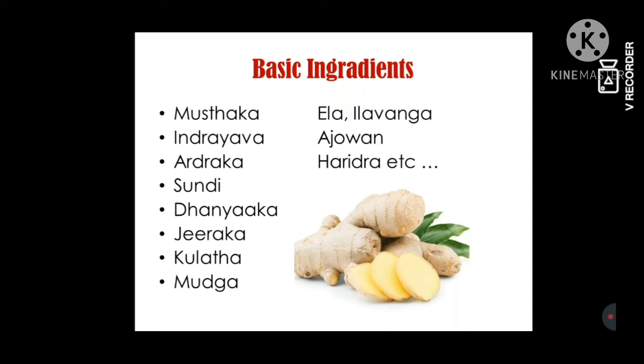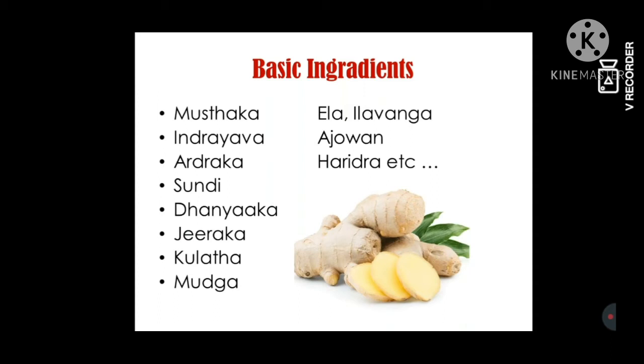Basically, I am just reminding you, these are the basic ingredients that can be processed with this type of anulomana, amabhajana, and deepana drugs: Mustaka, Indrayava, Ardraka, Shunti, Dhanyaka, Jiraka, Kulattha, Mudga, Ela, Lavanga. These are all the medicines that can do anulomana. Sometimes some drugs may have more anulomana, sometimes some may have more amabhajana quality. So you should take whichever the patient needs most.